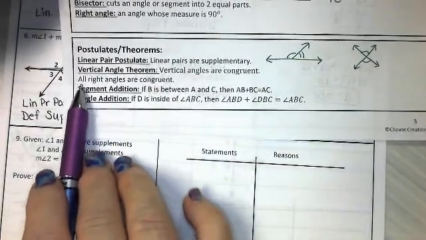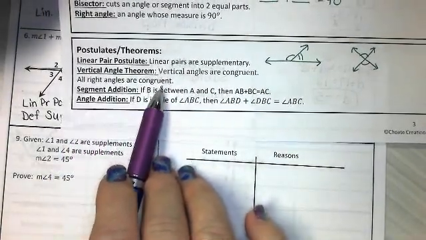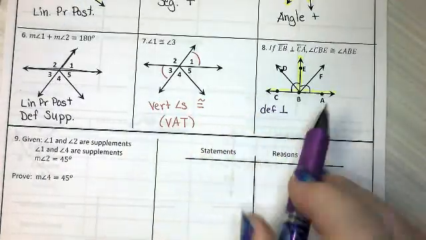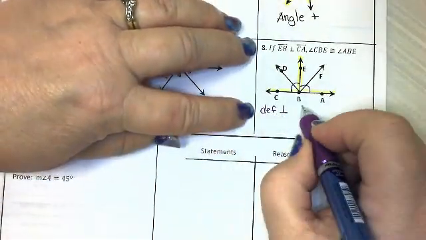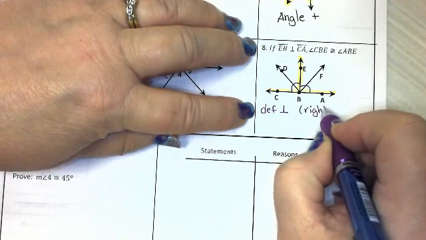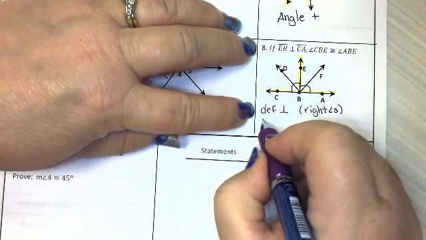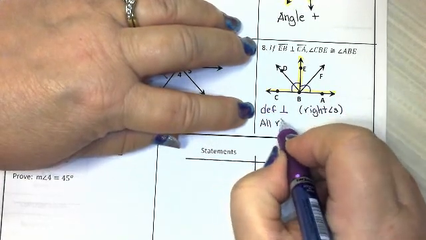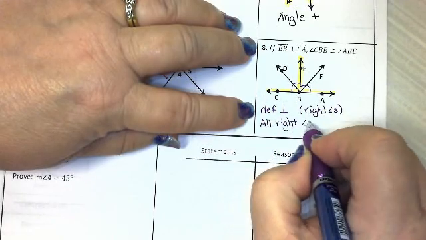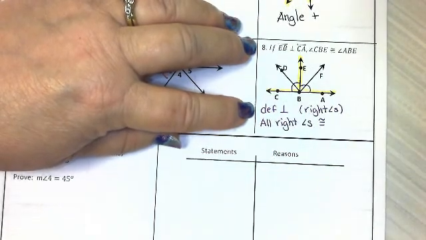Well, don't we have a rule that says all right angles are congruent? So first of all, the fact that they're perpendicular makes them right angles. And then all right angles are congruent because they have the same measure.